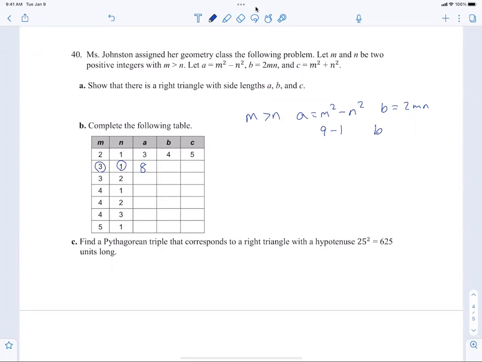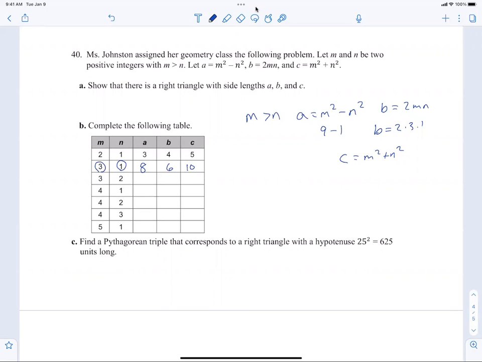What is B? B is 2 times MN. So what would that be? 2 times 3 times 1. 6, right? And C is equal to M squared plus N squared. So what's 9 plus 1? There you have it. You with me on that? Now I understand what their directions are for A, so I'm going to work you on that too. But that's clear now, right? You're just plugging those numbers into the different formulas.